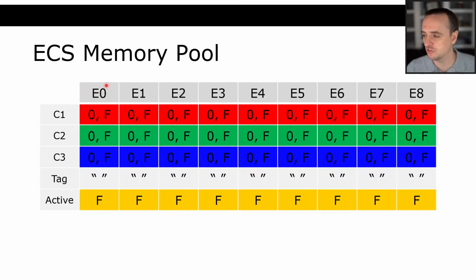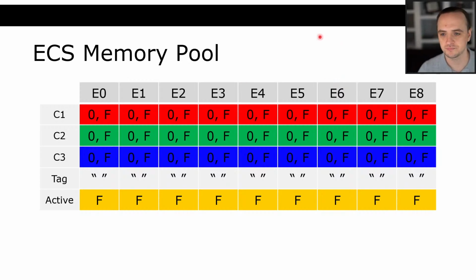So a newly constructed entity doesn't have any components added to it yet. So all of these things will be false by default, right? It doesn't have component 1, it doesn't have component 2, it doesn't have component 3. The tag is going to be blank and it's not active, right? All of these entities, they're not live entities in the game. They are just blank entities that we've put in the memory pool because we need something there to take up the space.